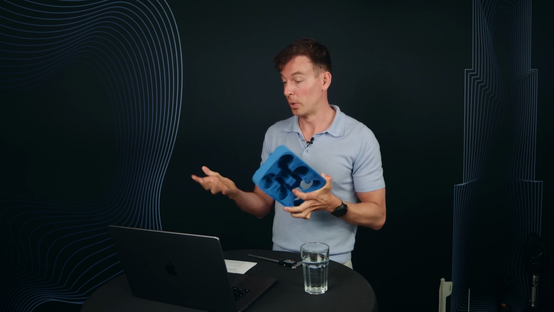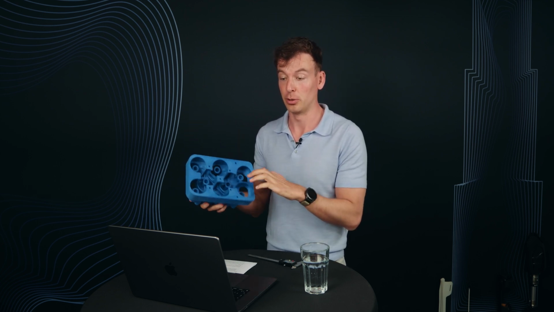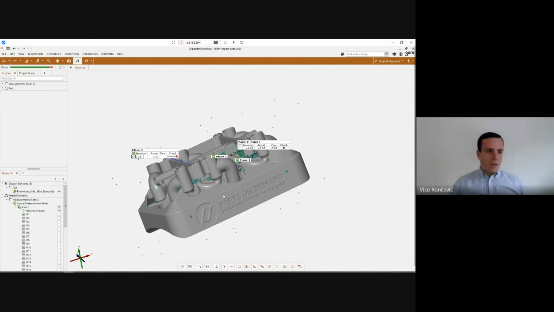So to illustrate the measuring, we scanned our sample manifold with the GOM scanner, and Vice is going to show us how these measuring principles translate into the software and into actual values. Thank you very much, Neil.